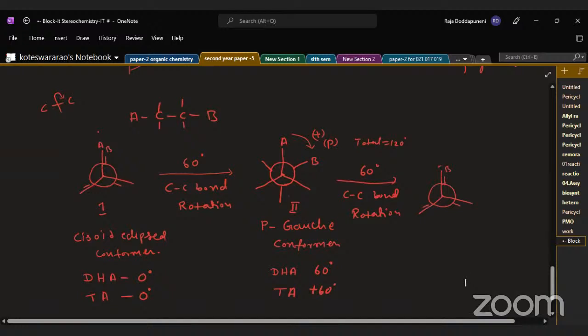Just I'm removing the B from here. Here A position, no change in position. B is here. Now this is the third conformation. Now the total degrees, this is known as the 120 degrees eclipsed structure. This is also known as partial eclipsed, or 120 degrees eclipsed structure.